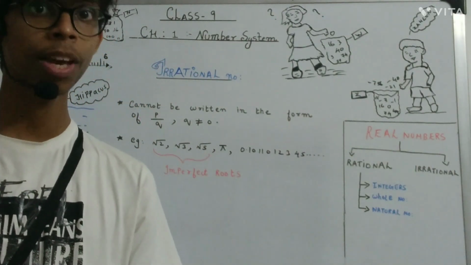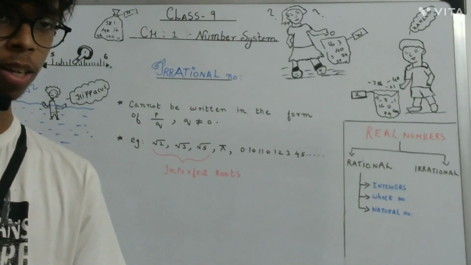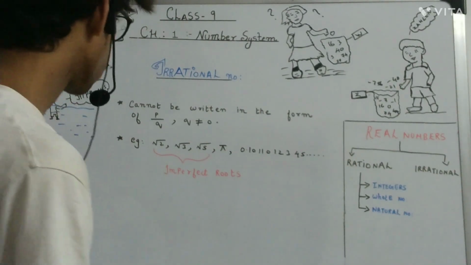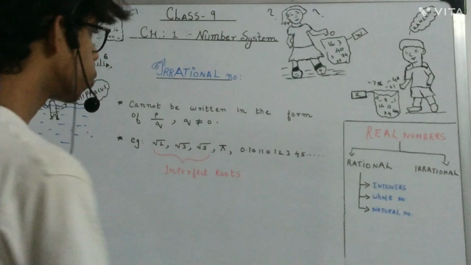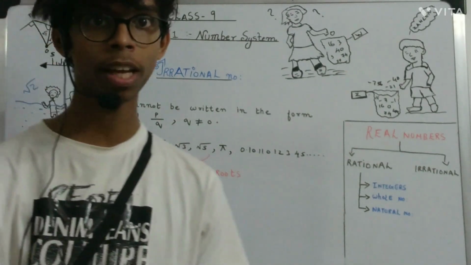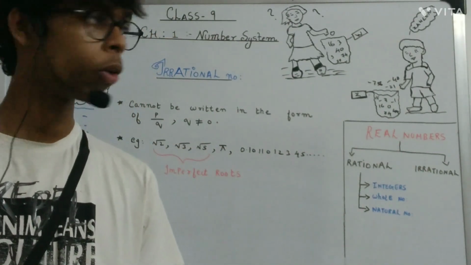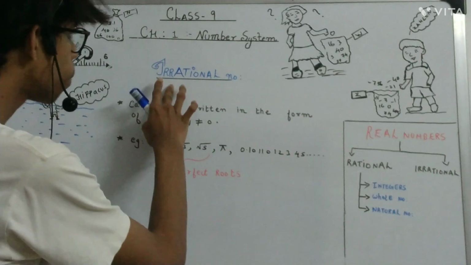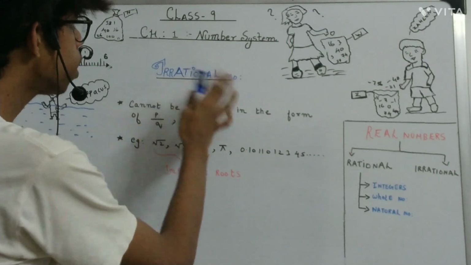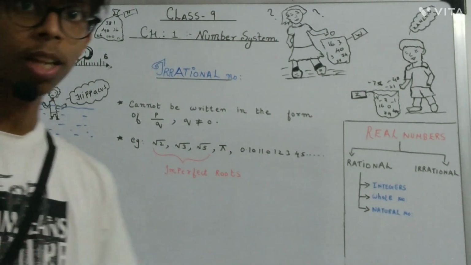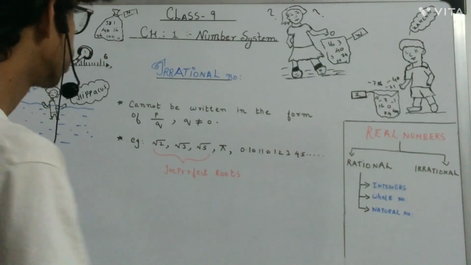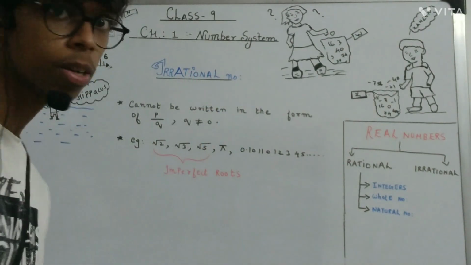In lower classes and in the previous class we had learned about rational numbers. What were rational numbers? Rational numbers are those numbers which can be written in the form of p by q, where p and q are integers and q not equal to 0. Now the topic that we will be learning is about irrational numbers.